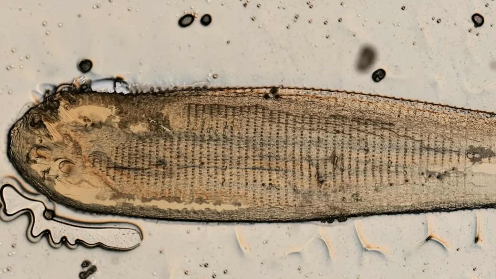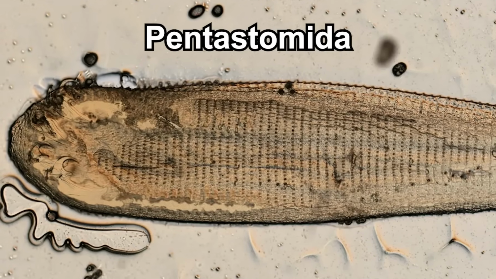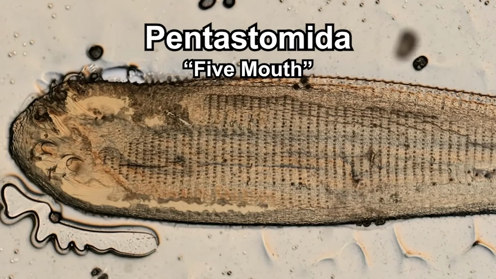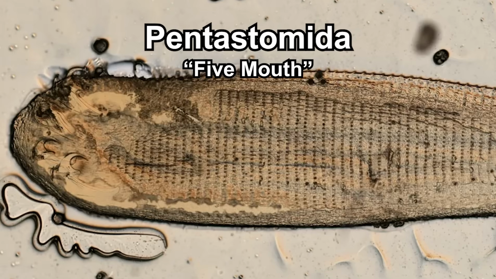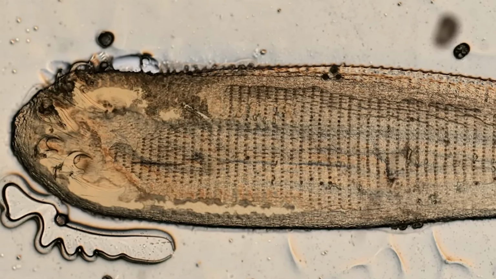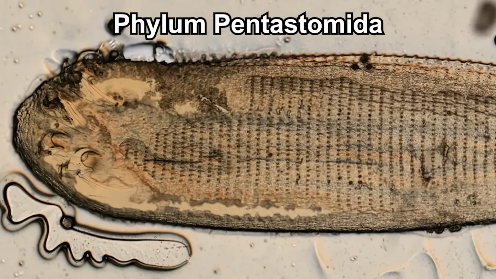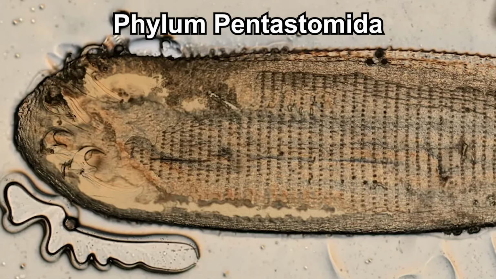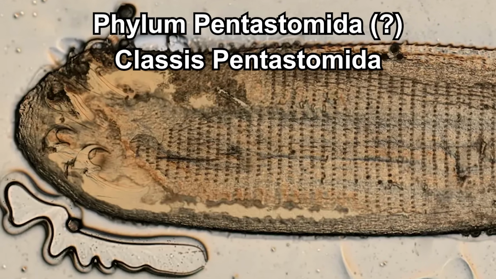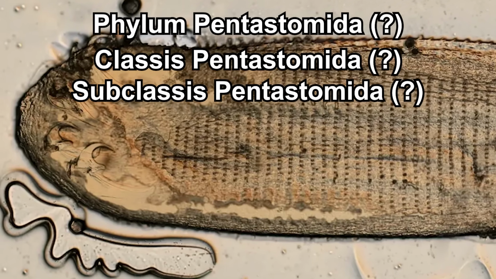Tongue worms are scientifically named Pentastomida, which means 5 mouths. I'll talk about that later in the morphology section. Their taxonomy is actually quite complicated. Some place them as their own phylum, which is of course phylum Pentastomida. Some assign them to class level, while some assign them to subclass level.